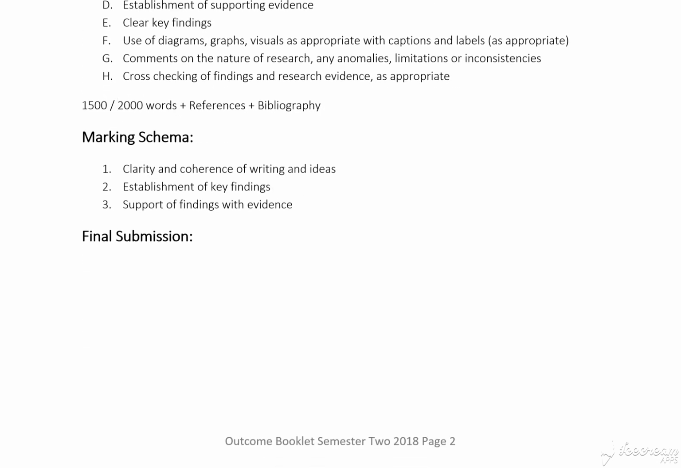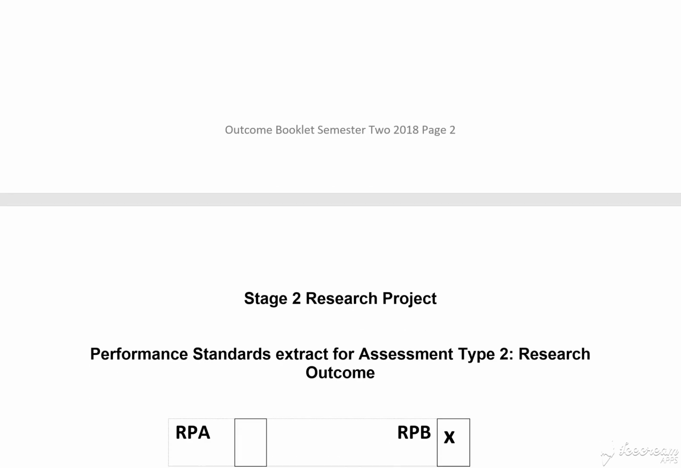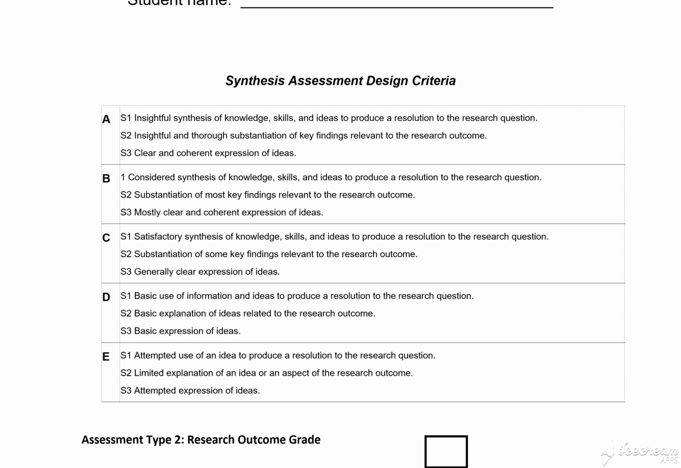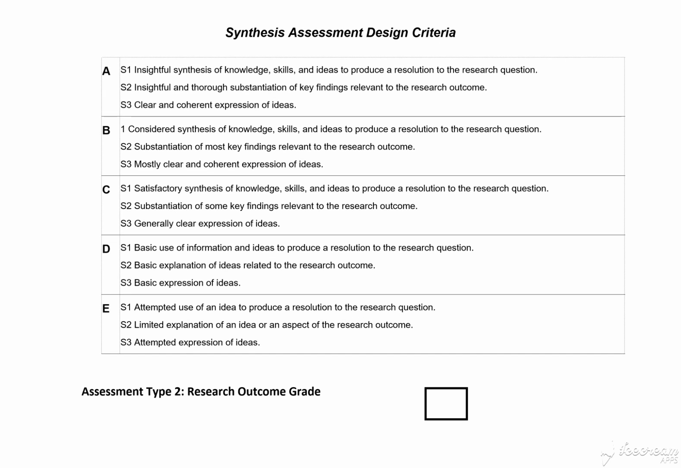I guess one of the things to be conscious of is that the outcome is marked on 3 performance standards, and these are very clear in what they're requiring. The first is that you must produce a resolution to the question. That means there must be an answer of some sort.